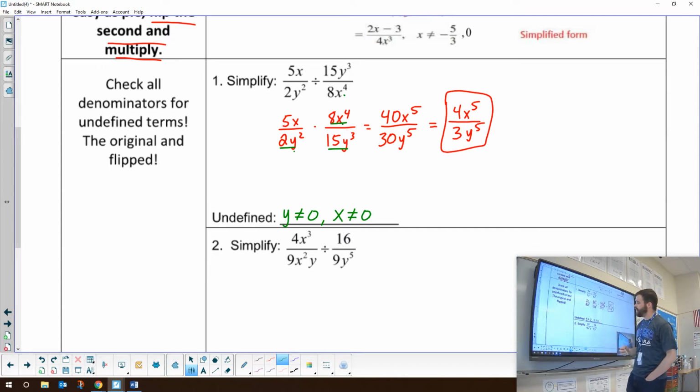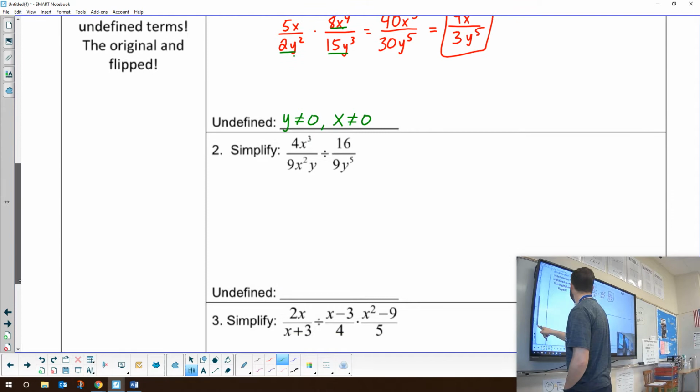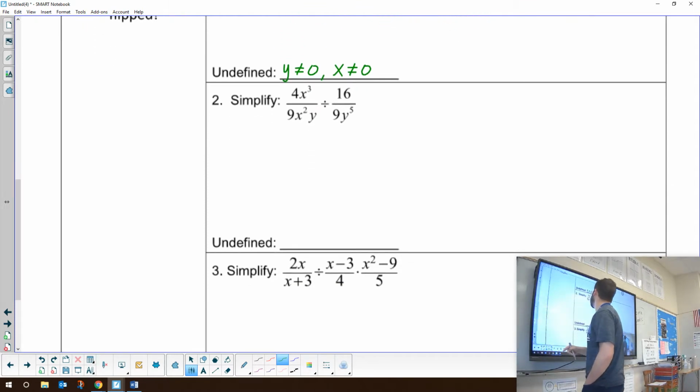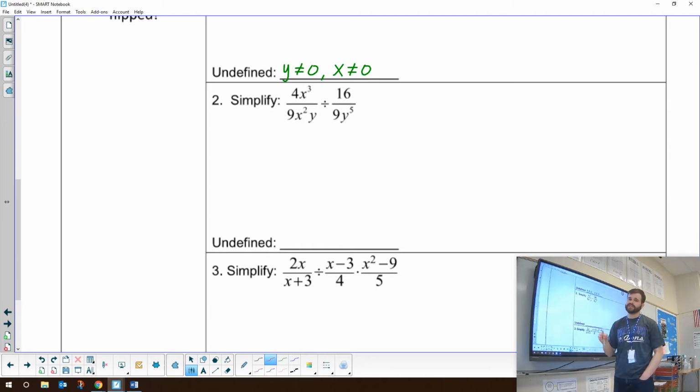Okay? All right, let's move on to number 2, and let's try this one out. So number 2, we're going to, once again, flip my second and multiply. Flip the one that comes after the division and multiply. So I'm going to write this as 4x cubed over 9x squared y times 9y to the fifth over 16. And now we're going to multiply.